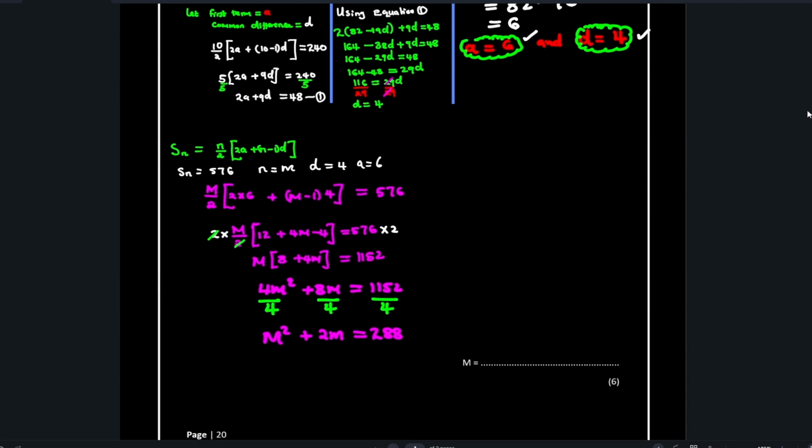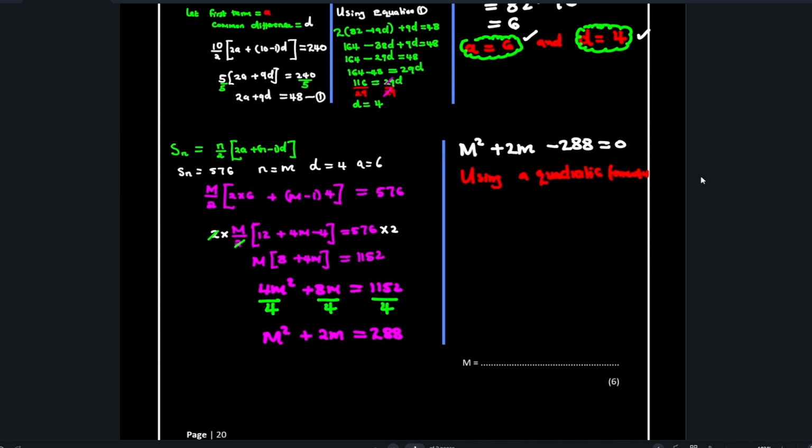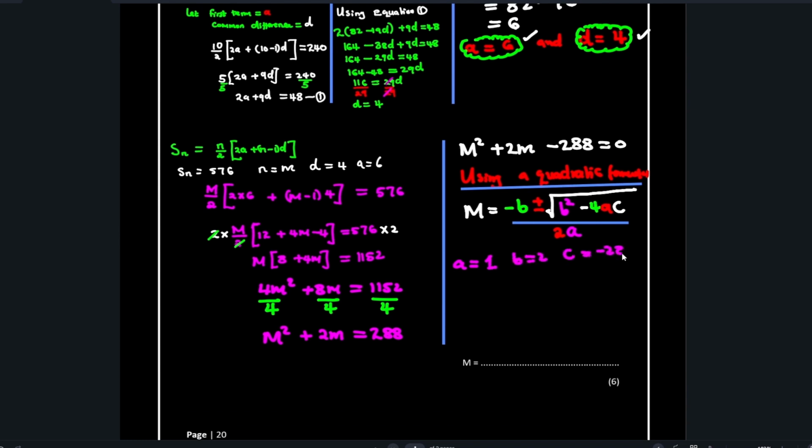We are going to take 288 to the other side of the equal sign so that we can solve that quadratic equation. Using the quadratic formula, we identify a as 1, b as 2, and c as negative 288. Therefore, m equals minus b plus or minus the square root of b squared minus 4ac, over 2 times a. We substitute all that we have into the quadratic formula so that we solve for m.